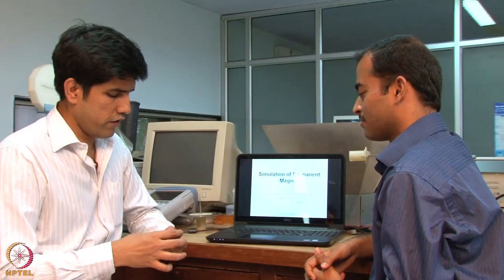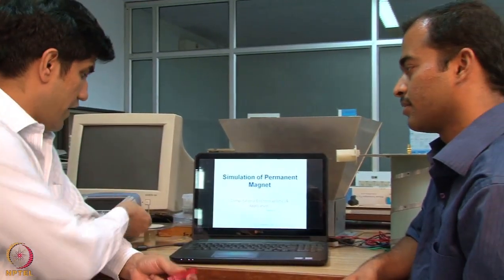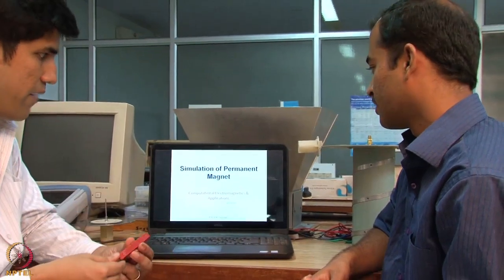Aviraj, you've been working on the finite element method. Could you please explain how you have modeled this permanent magnet using the finite element simulation? And later on we would also like to see how you have done this monopole antenna. So let's start with the permanent magnet example.